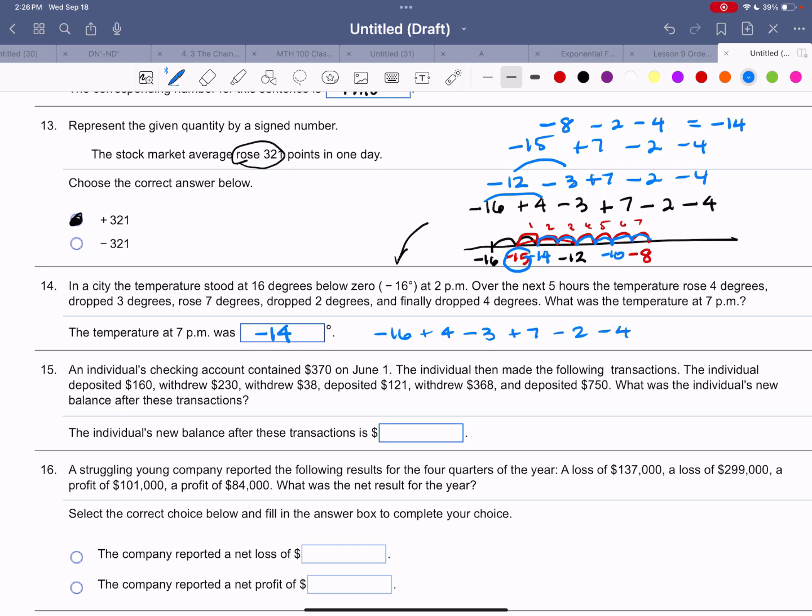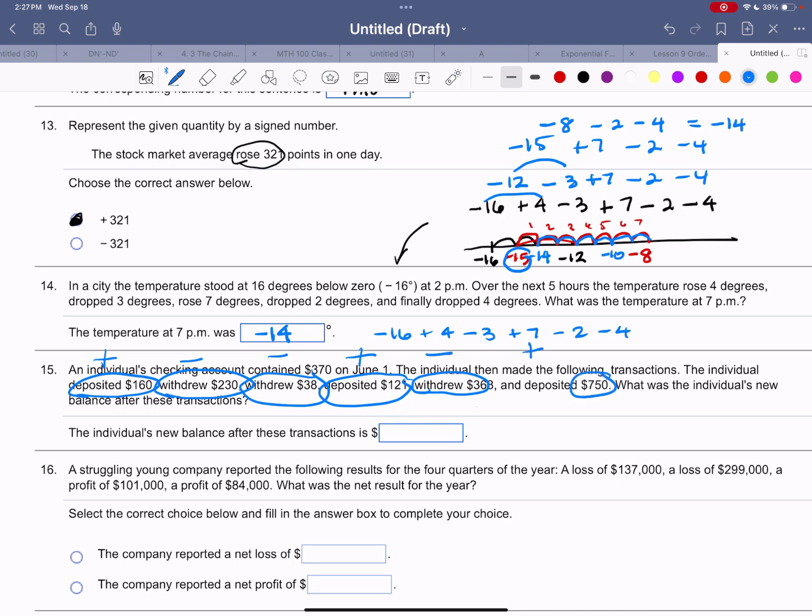Number 15. An individual checking account contained $370 on June 1. Then the individual made the following transactions. Deposited $160, that's a plus. Withdrew $230, that's a minus. Withdrew $38 is a minus. Deposited, that's a plus. Withdrew, that's a minus. And deposited, that's a plus.